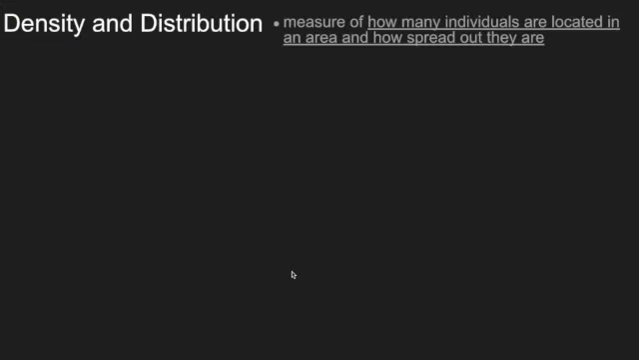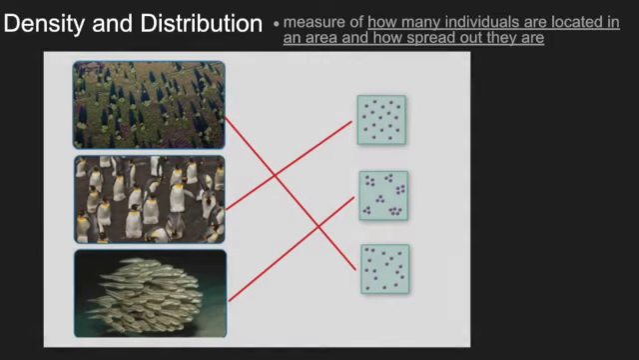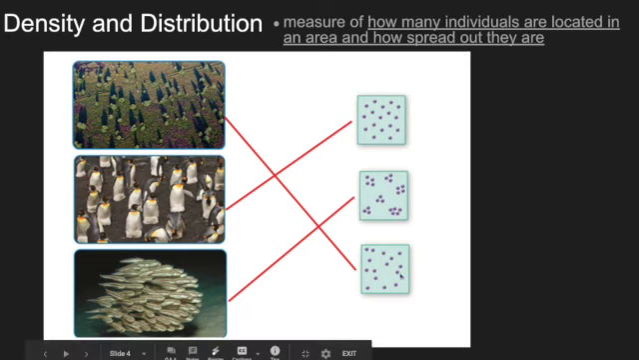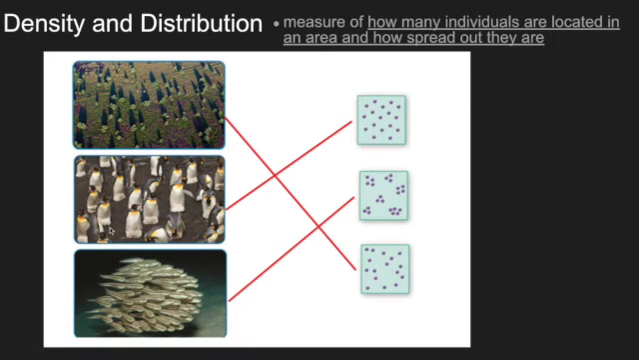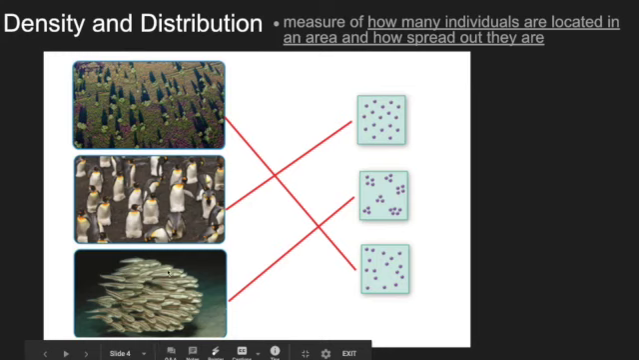So density and distribution, this is a measure of how many individuals are in an area and how they're spread out, how they're distributed. So here we have our trees. They are kind of randomly placed. Be your example over here without actual trees. And then we have our penguins. They are all kind of evenly spread out. And then you have your fish at the bottom, and those guys are clumped together.